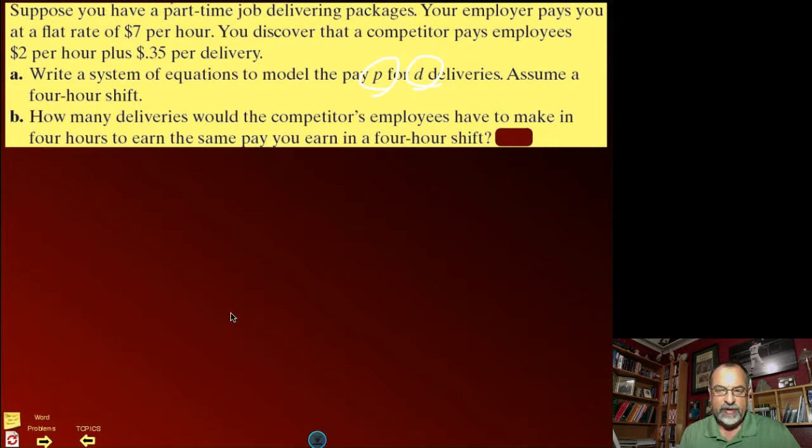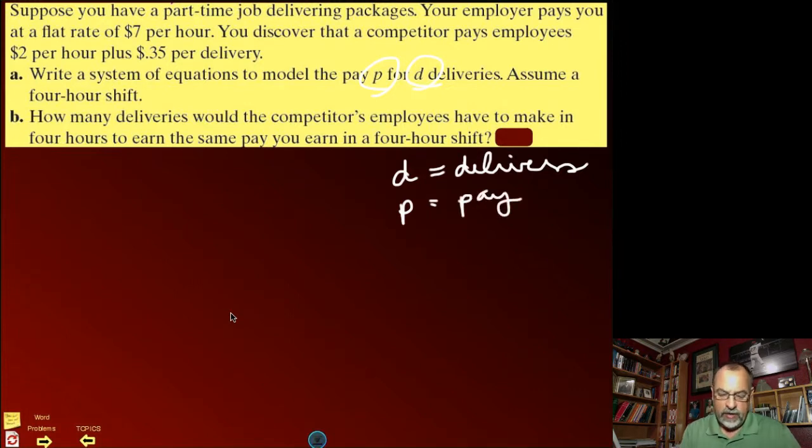So my independent variable is going to be the number of deliveries that I make. So that's going to take my x value in my linear equation, and P is going to be the pay that I get. Okay, now it's important here to note that they're talking about a 4-hour shift, so that's going to be important when we're trying to compare these, because we're going to figure out how much you'd have to make in a 4-hour shift.